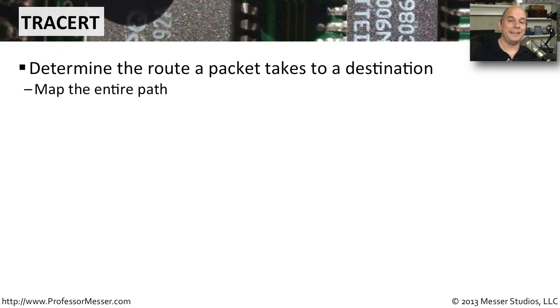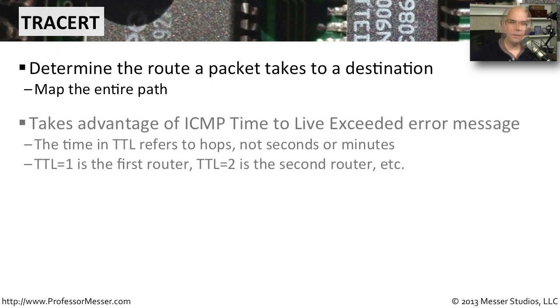If you wanted to see the actual path that the packet takes as it goes out to that device and back again, you can use a command called traceroute. This will trace out for you on the screen the exact path all the way to that remote device and back again. Behind the scenes, the traceroute program is taking advantage of a capability in the ICMP protocol called the time to live exceeded error message.